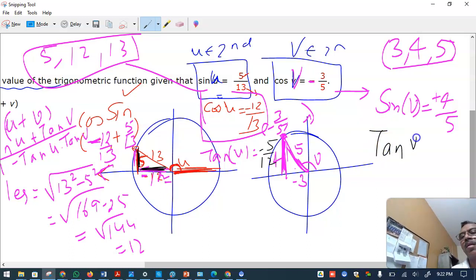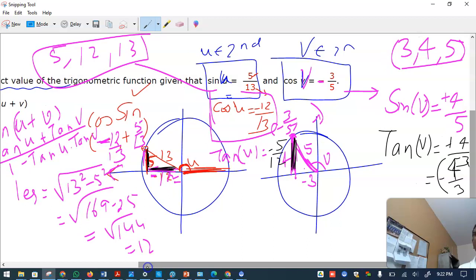And the other one, tan of v, the opposite is 4. And of course, when you divide by 3, you're going to get minus 3 here, but that minus 3 will make it minus 4 over 3. So these are the ones you're going to plug into the formula.